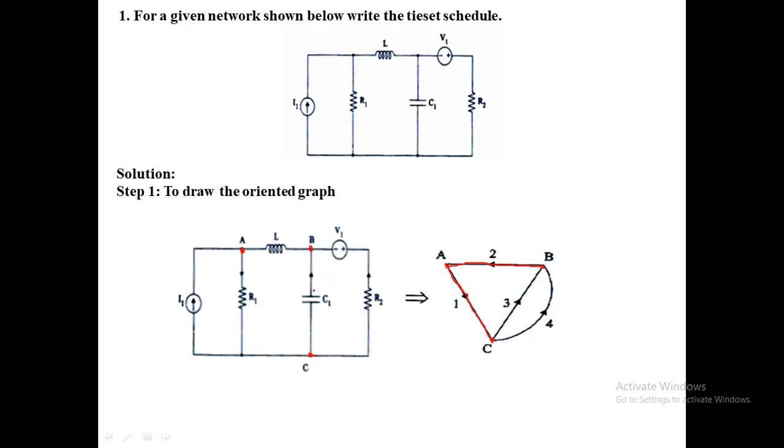Next, capacitance we can mark this as a branch. Next, these two are connected in series. We can consider as 1. Next, we have to mark the terminal value. And then we have to put the direction. Anyway, we can put the direction.